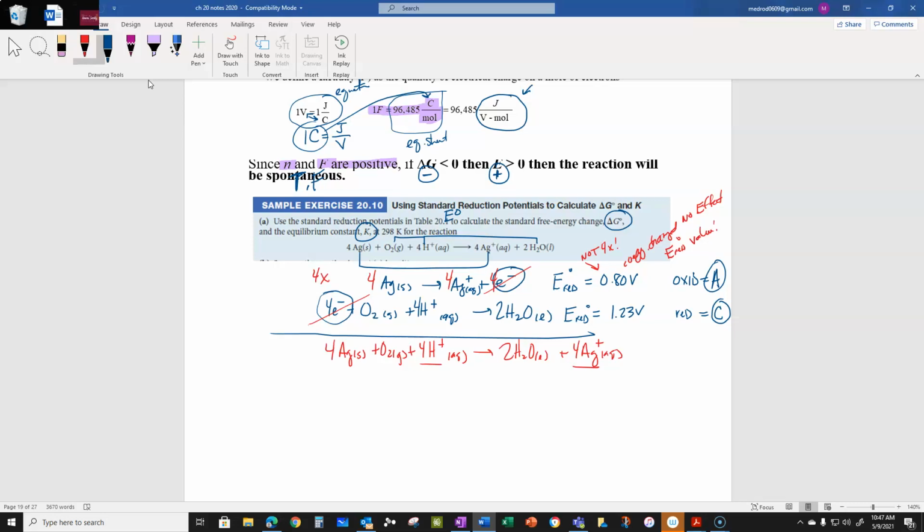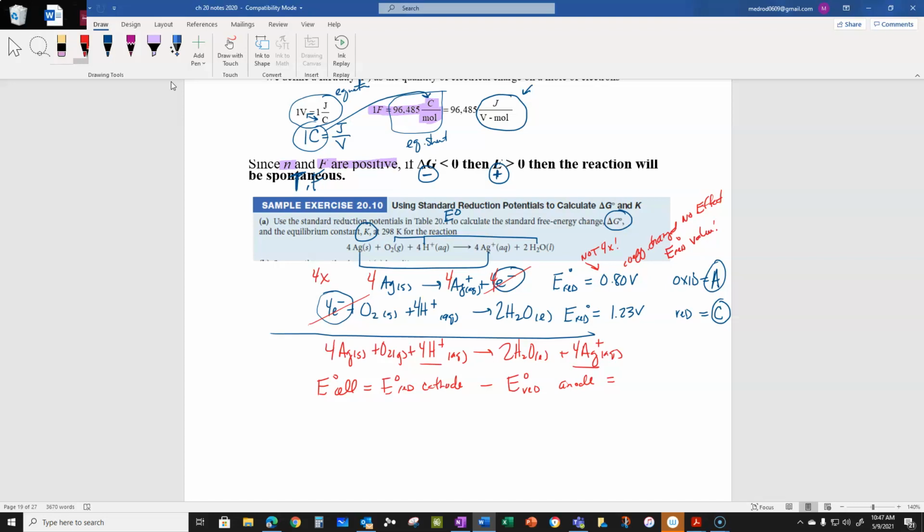So I have my 2 values. I know who my anode and cathode is. So I'm going to take my E cell, because I can't find delta G unless I know what E cell is. We're going to take our E red, and I'm going to put the word cathode, minus my E red anode. Make sure you guys have calculators.